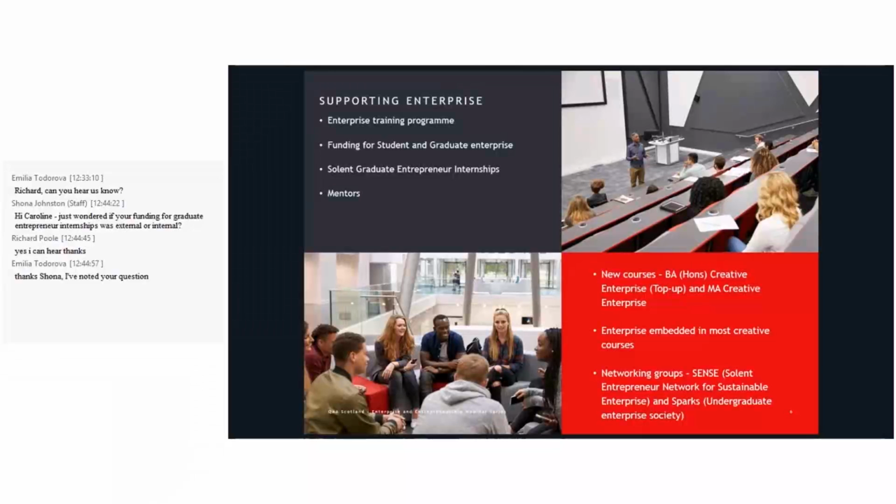And we also support networking groups. So we have SENS, which is for our alumni, effectively. And we have Sparks, which is our undergraduate enterprise society.